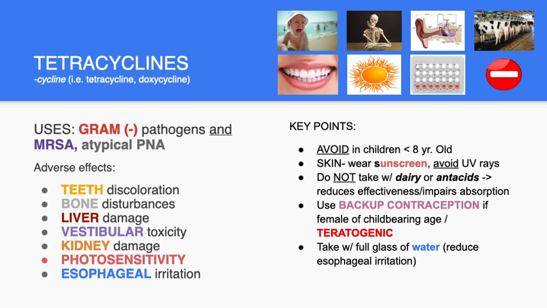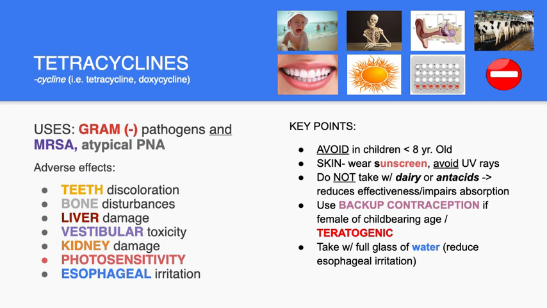Some adverse effects of tetracyclines include teeth discoloration, bone disturbances, liver damage, vestibular toxicity, which has to do with our ears. As you can see up in the corner, I put a picture of the ear, kidney damage, photosensitivity, and esophageal irritation. I have some key points for us to remember on the right side of the slide.